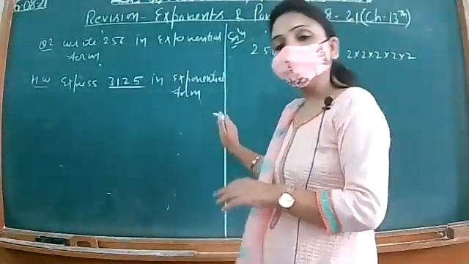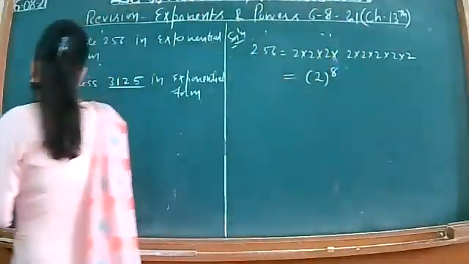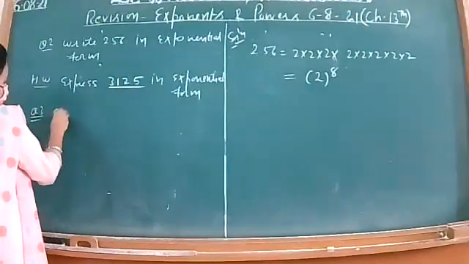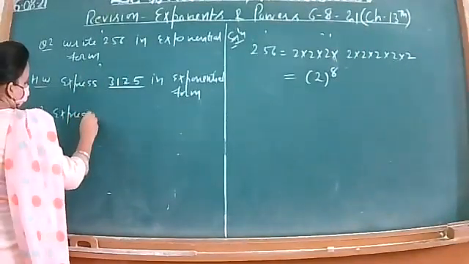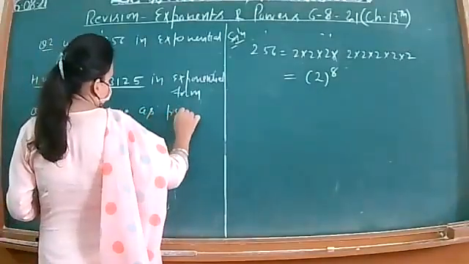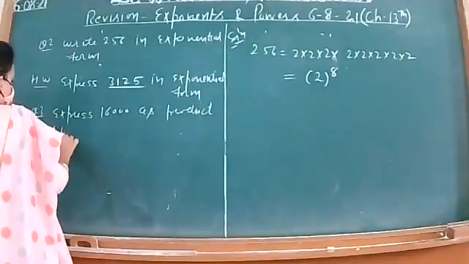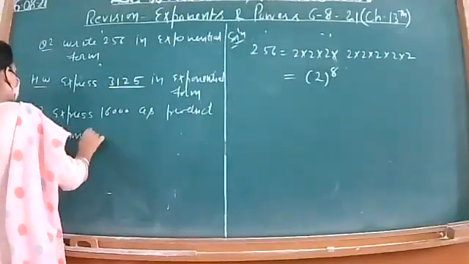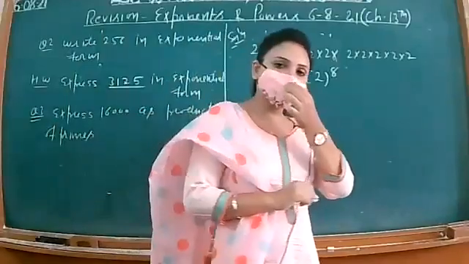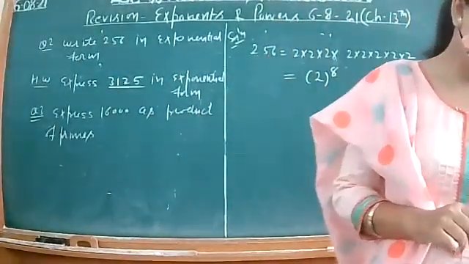Next question. This is the exponential form. Sometimes the question is like, express 16,000 as product of primes. Express 16,000 as product of primes.